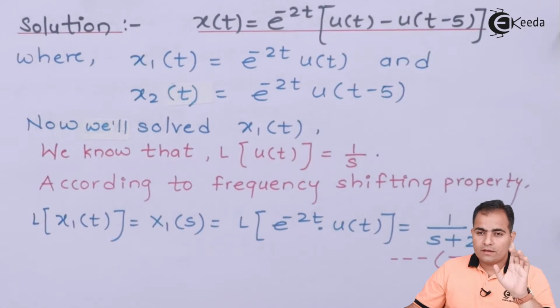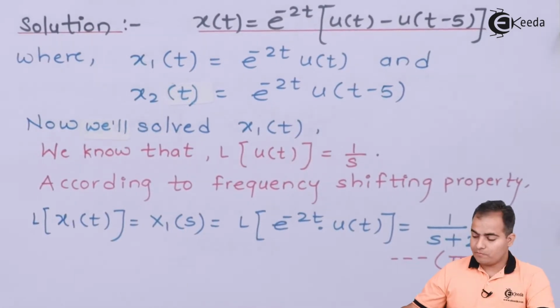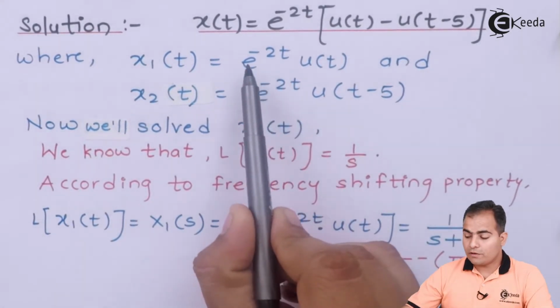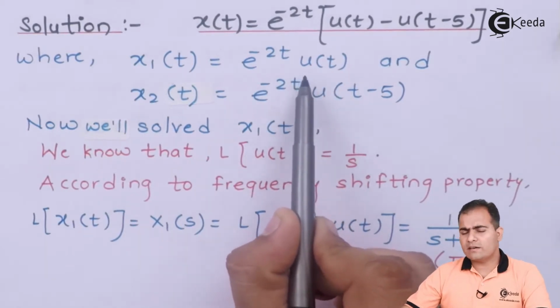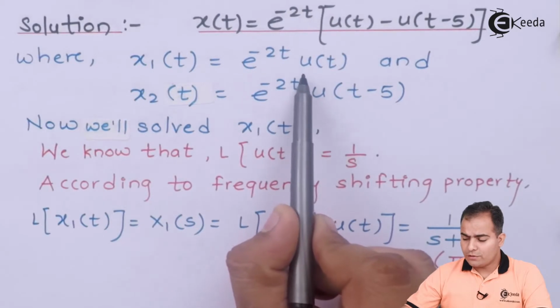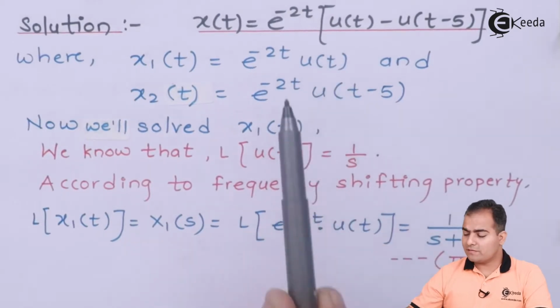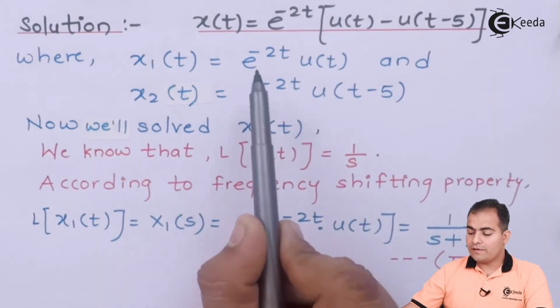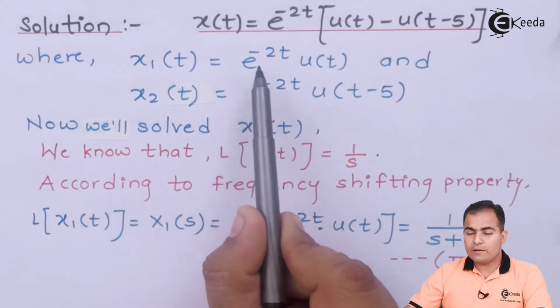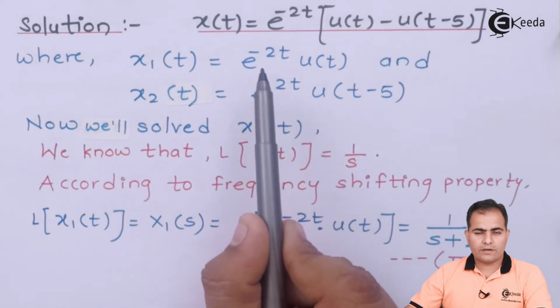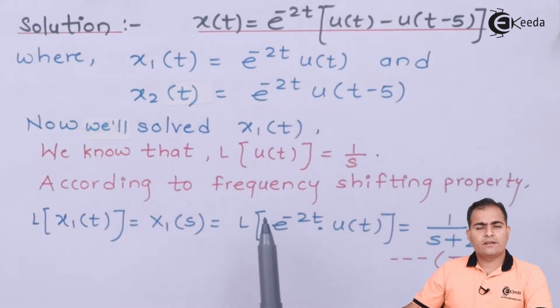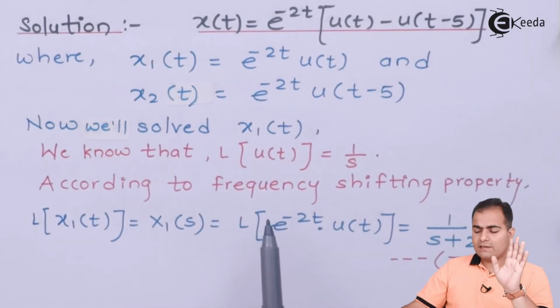Now first of all, the Laplace transform of x1 of t. The x1 of t is e to the power minus 2t u of t. And as we know, and we have solved this part in many problems also, the Laplace transform of u of t is always 1 by s. Now whenever in a question we have e to the power of some function, it means we have to use the frequency shifting property, or else you can say just use the frequency shifting property in that question.